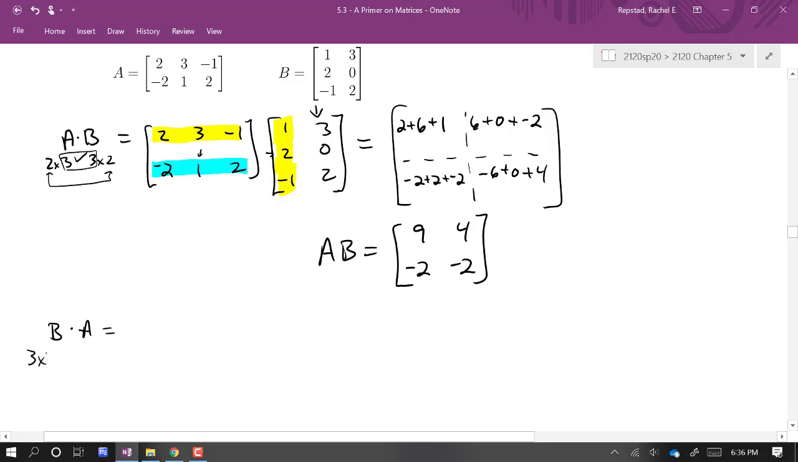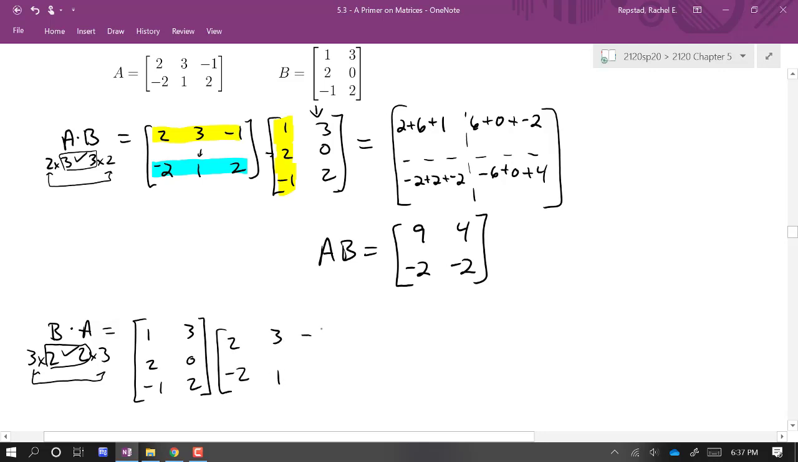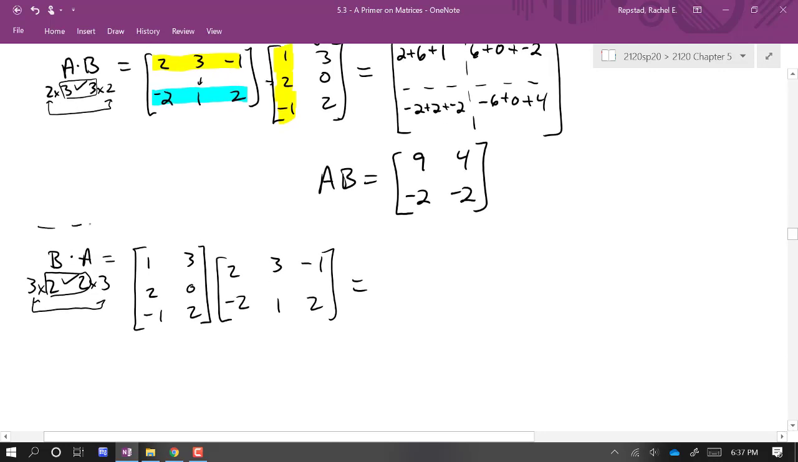Let's try BA. So B is a 3 by 2, A is a 2 by 3. Again, they're still defined, right? Those dimensions are compatible. We're going to end up with a 3 by 3 this time. So I'm going to start by writing out the matrices in the appropriate order. So matrix B is 1, 2, -1 for the first column, 3, 0, 2 for the second column. And then matrix A, first column 2, -2, then 3, 1, -1, 2. I'm going to make room for a 3 by 3 matrix.